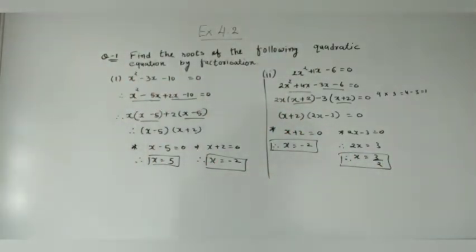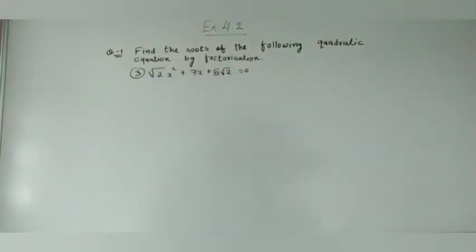I hope you understood. This is a very familiar method because we already did this in 8th standard and in 9th standard too. And again it is repeating over time in 10th standard. This is one new kind of question: root 2 x square plus 7x plus 5 root 2 is equal to 0.